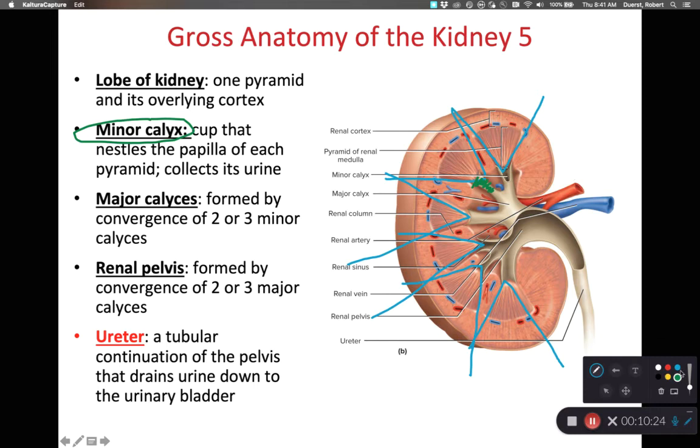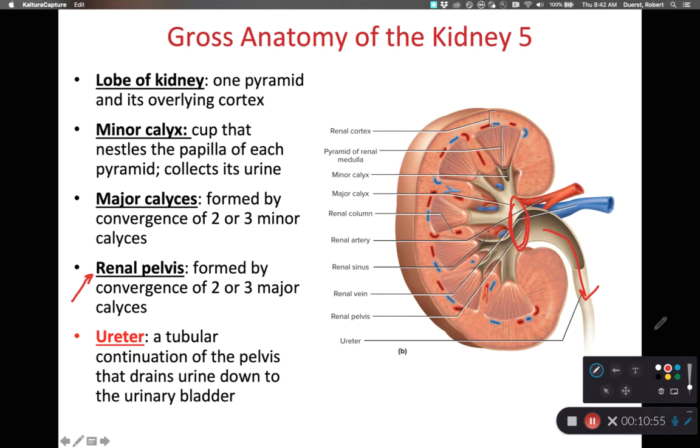And then we can have multiple minor calyces merged together to form a major calyx. So if we have 2 or 3 minor calyces converging, we have that major calyx that I just scribbled over with bright red right here. And then where the major calyces converge, we have the renal pelvis located right here, which is going to directly translate to the ureter, the tube that carries urine away from a kidney.